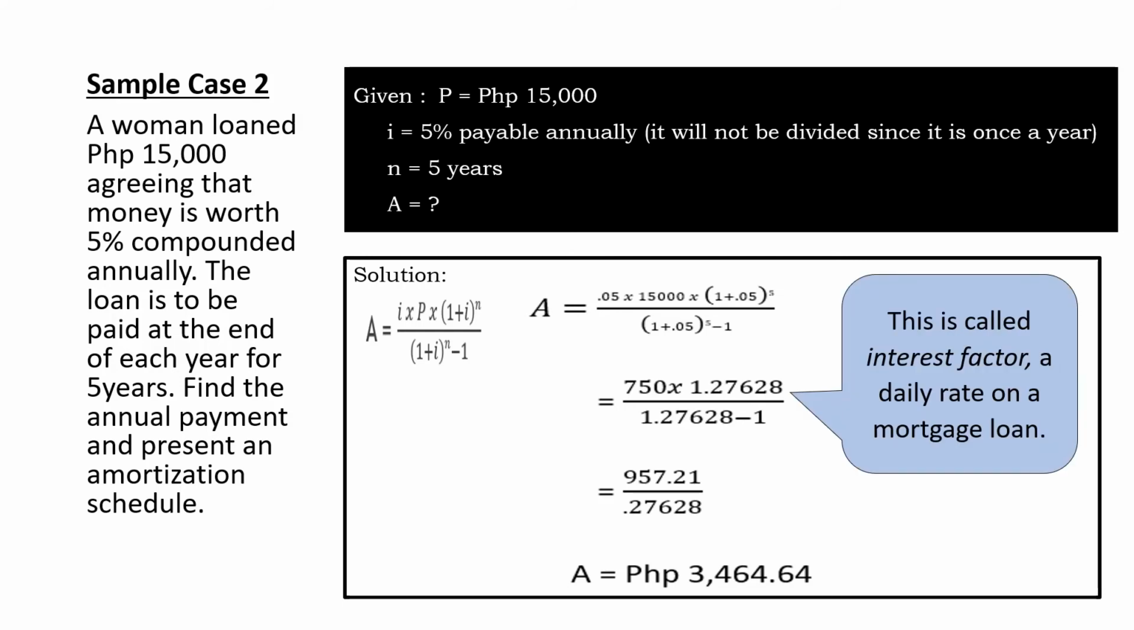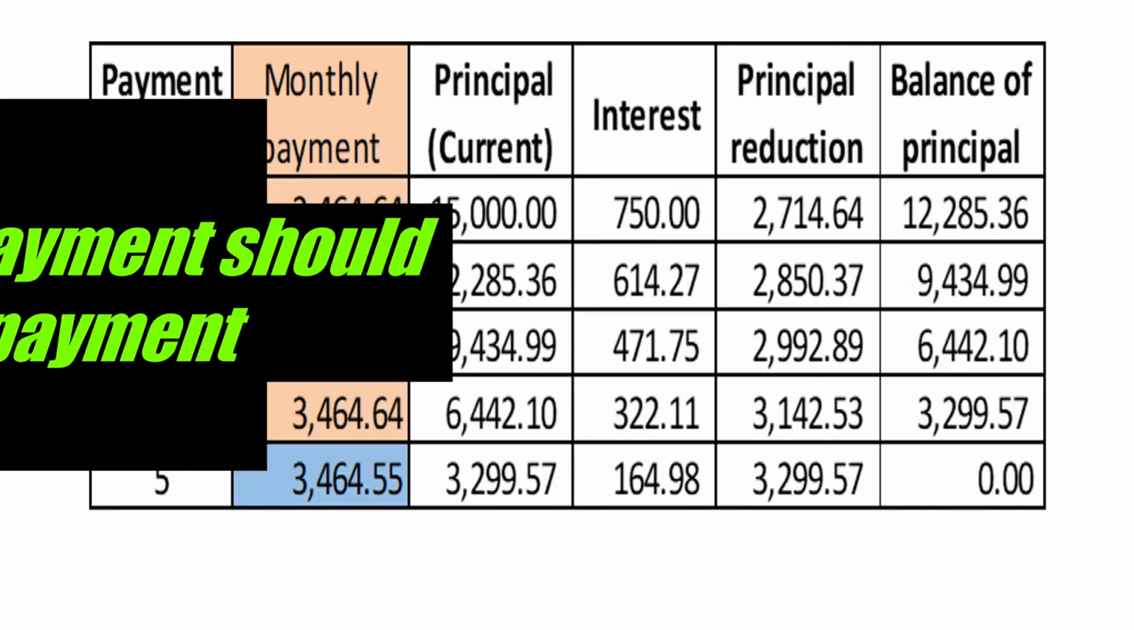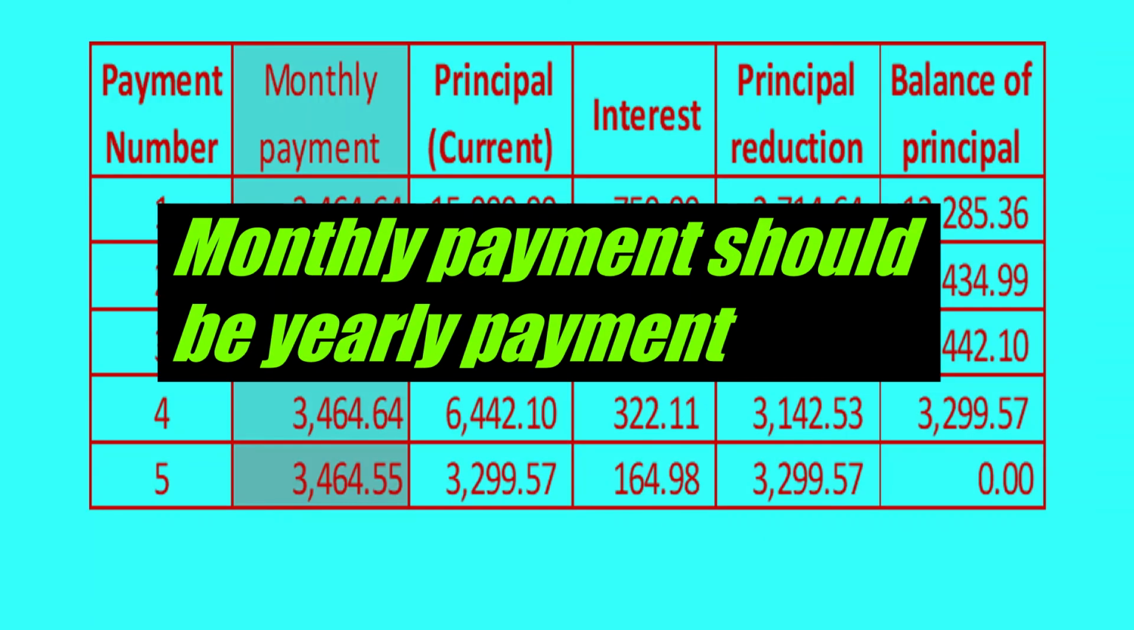Okay, so this one is called the interest factor. So for this, the amortized payment, the woman has to pay 3,464 pesos and 64 centavos annually for 5 years. Let us now present the full amortization schedule.